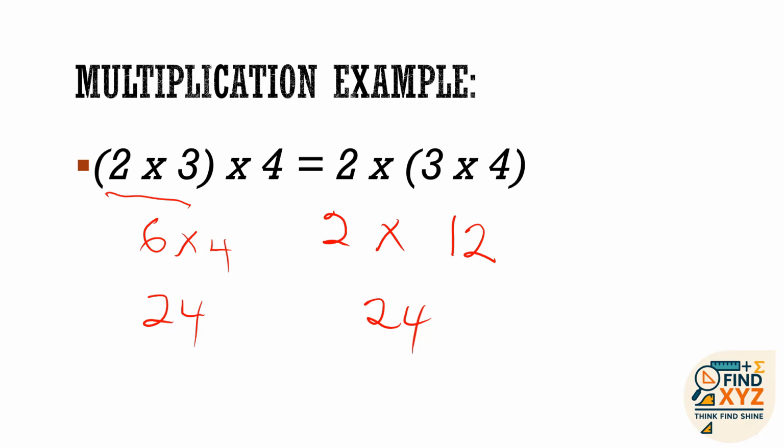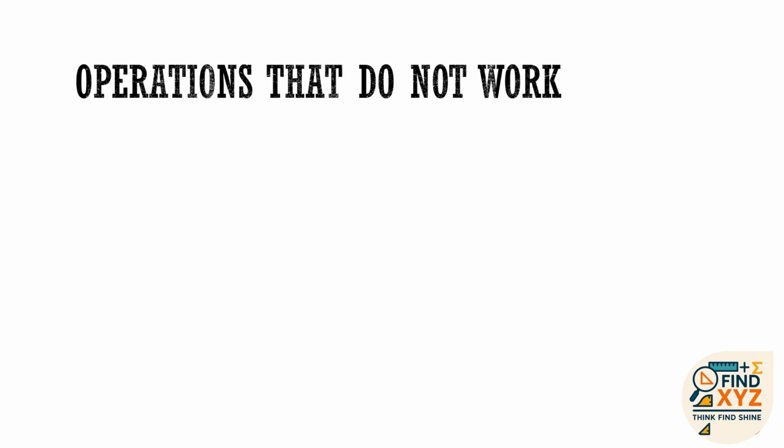Now listen, the associative property is telling us that we have the freedom to group any of the numbers that we want and it will not affect the result. One may ask, does it work for all operators? No. So let's see the operators that will not work for associative property.